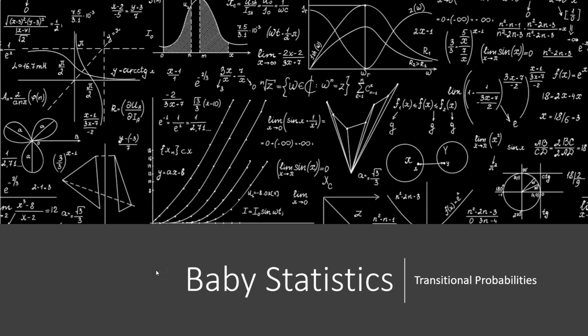The topic of this lecture is baby statistics. In the text, these are called transitional probabilities. The reason they're called transitional probabilities is that the infants are computing the probability that certain transitions will occur between or across syllables. Sometimes the probability that two syllables will occur side by side is very high, and sometimes the probability that two syllables will occur together is very low.